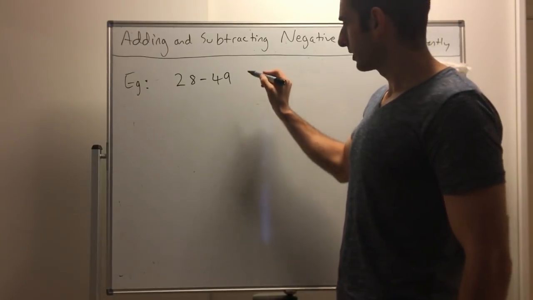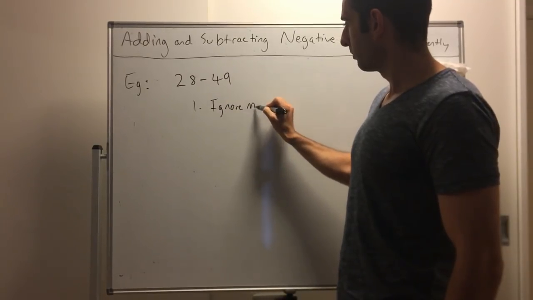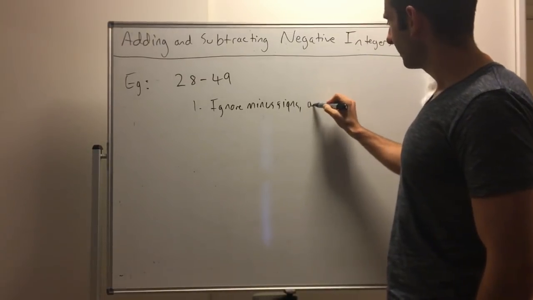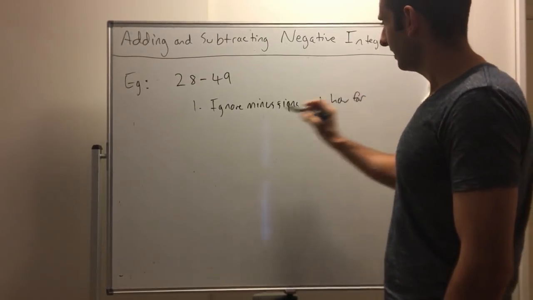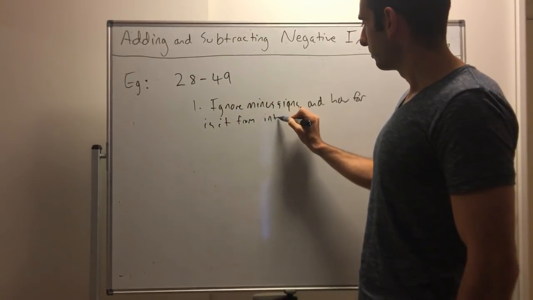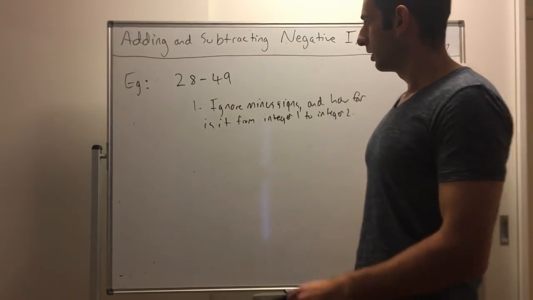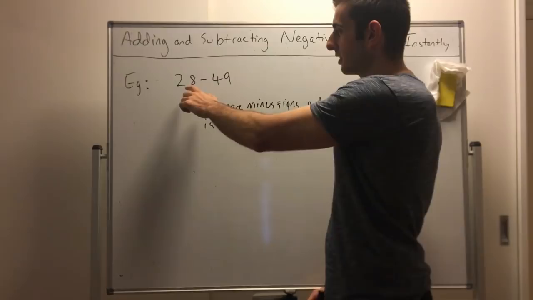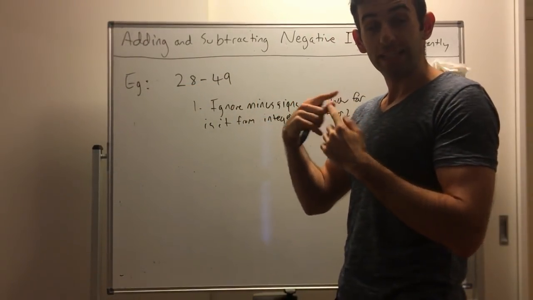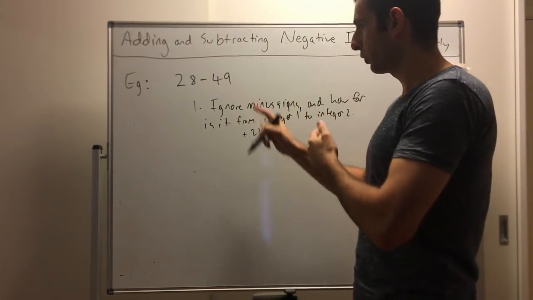there are 2 questions you need to ask yourself. 1, you first ignore minus signs and ask how far it is from the smaller integer to the bigger integer. So ignore the minus and just ask yourself in your head, how do you go from 28 to 49? That's a lot easier because that's just 21. I just have to go 21.